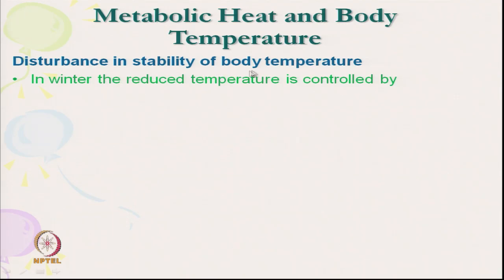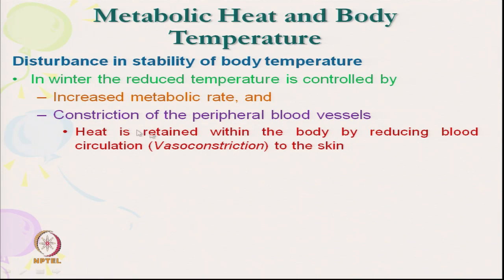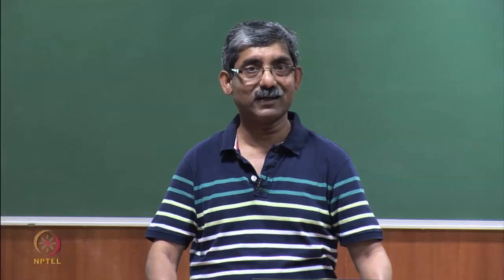Disturbance in stability of body temperature, like in winter, the reduced temperature is controlled by increased metabolic rate. So, metabolic rate is increased and the body generates extra heat, along with constriction of peripheral blood vessel. We try to retain the body heat. Heat is retained within the body by reducing the blood circulation to the skin, as we have discussed. The skin does not get the blood at that rate, and so heat is retained there.